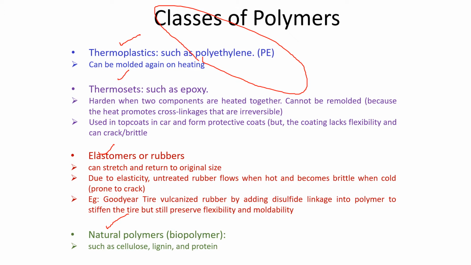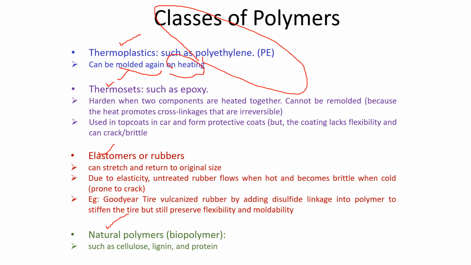So polyethylene is a thermoplastic polymer. That means it can be molded again upon heating. If you refer to the phase diagram just now, you can see where polyethylene is situated. And then we have thermoset.